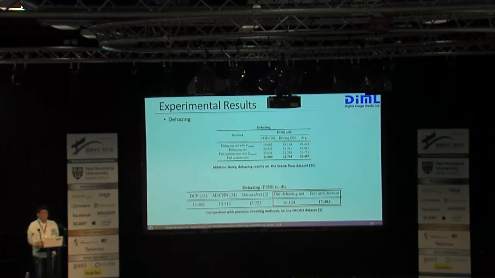And for dehazing, we observed the impact of hazy image model loss and the joint learning with stereo. We can see that the hazy image model loss results in slight improvements, and joint learning results in larger improvements. Finally, we compare our dehazing performance with previous dehazing methods. Our separate dehazing network and joint network both show superior results.